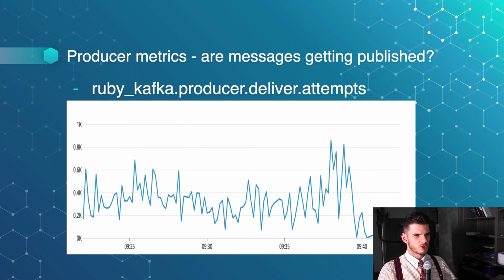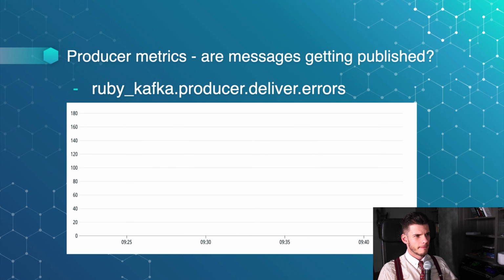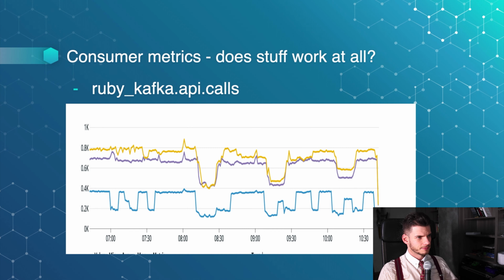And deliver attempts should be close to 1-to-1 with deliver messages. Anything different than that would indicate a problem. Deliver errors are quite self-explanatory. Ideally, it should be 0 all the time. And that would be everything for producer metrics, so let's take a look at the metrics on the consumer side.